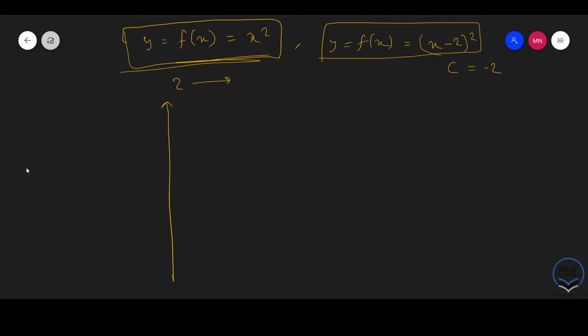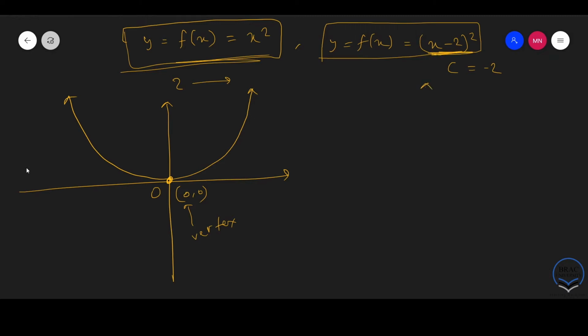So if we draw the graph of x squared, so this is our graph of x squared, and we know that the vertex of this graph is at the origin, which has coordinates 0, 0. So this is the vertex of this parabola. Since we have x minus 2 whole squared, this graph gets shifted to the right by 2 units. So for the graph of y is equal to x squared, our vertex is at 0, 0, and for this function, the vertex of this graph will be at 2, 0, right?